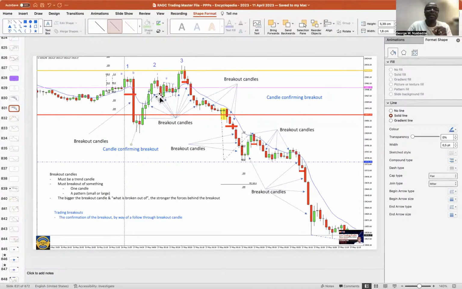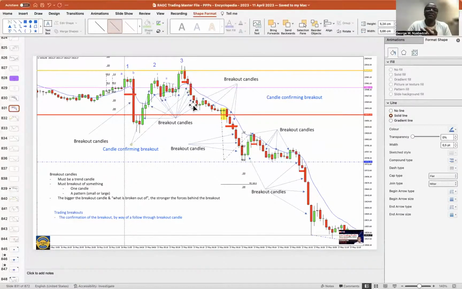Throughout here, breakout candle, no confirmation. Breakout candle, no confirmation. Breakout candle, there is confirmation. So after that breakout candle, there is confirmation. Would you take that trade? Yes, you can take that trade. All of the factors, put your stop above there, but that's a confirming breakout. So breakout trade, follow through.